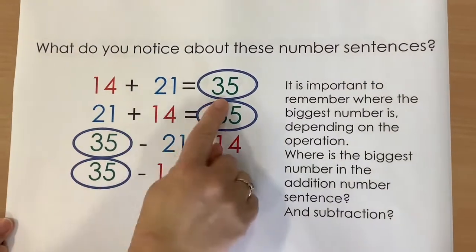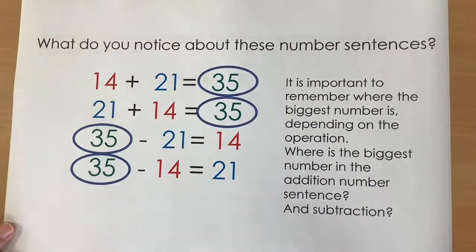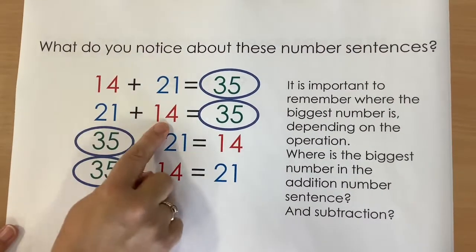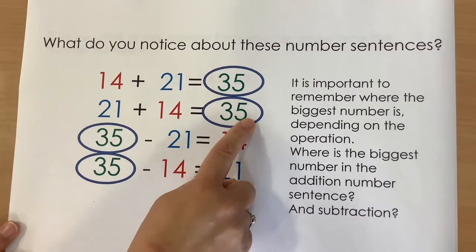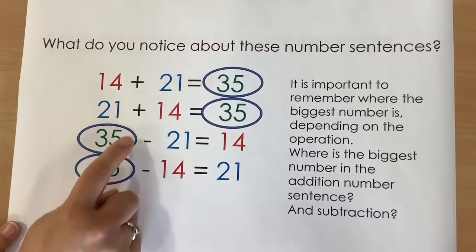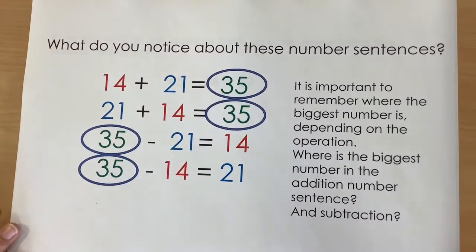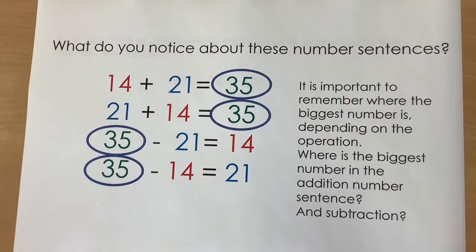So 14 plus 21 equals 35. We know we can also write that as 21 plus 14 because we're still adding the same two numbers together. We're just writing it in a different order, but we'll still get the same answer. If we take the bigger number, we can then take one of these amounts away and we'll be left with the other amount. And this is our number fact family that we spoke about earlier on.